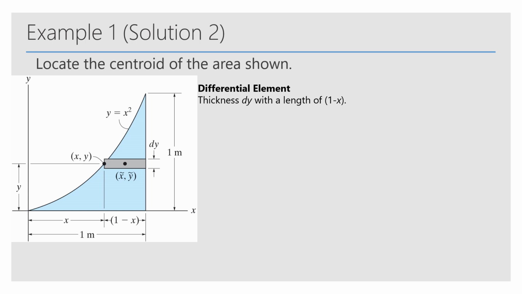For solution 2, we have this differential element. This time we have it horizontally facing for this rectangle. It has a thickness of dy, and this time it has a length of 1 minus x, which makes sense, right? Because we're starting from the end 1 and you're subtracting x to represent the whole width of this rectangular element.